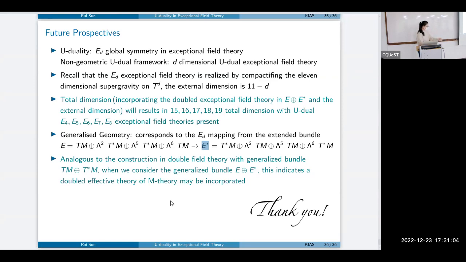So we just focus on the exceptional field theory and use the global symmetry to map to another dual exceptional field theory, a U-dual exceptional field theory, right? And then you consider this, it's quite analogous to double field theory. It's a double exceptional field theory, right? But if we want to go back to the former global picture, consider this as an internal. So your internal has a U-dual internal, and the external is still there.